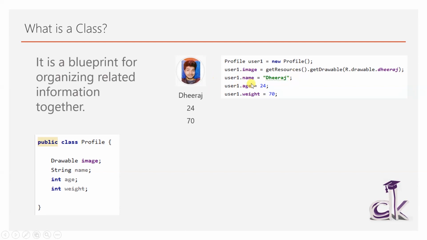You can see here that I have set the values here. So user1.name equal to Dheeraj, and since it is a string, I've passed in a string, and wherever it expects numbers, I've passed in the numbers. All right. So this is how I have created for one of the users.